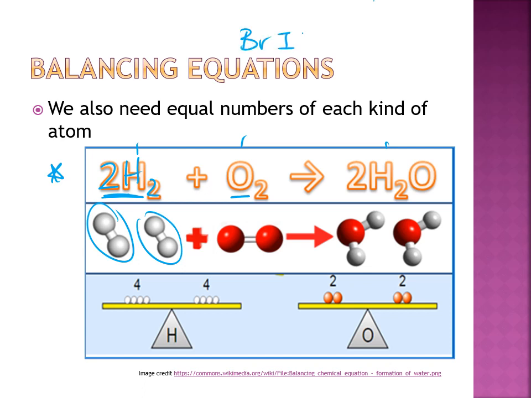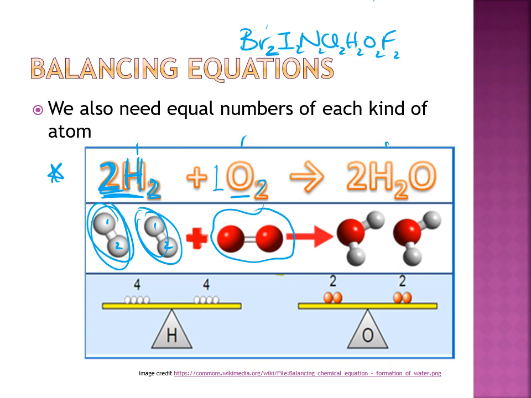Our mnemonic device for the diatomic elements is Brinkelhoff: Br2, I2, N2, Cl2, H2, O2, F2. If you have any of these elements, they're going to come in pairs, in twos, because they're diatomic. So anyhow, we've got two molecules of hydrogen gas. H2 means that I have 1, 2 atoms of hydrogen in each of these two molecules of hydrogen gas. And then there's an invisible one here, 1 molecule of oxygen gas. It's also diatomic, so I have 1, 2 atoms of oxygen in this 1 molecule of oxygen gas.